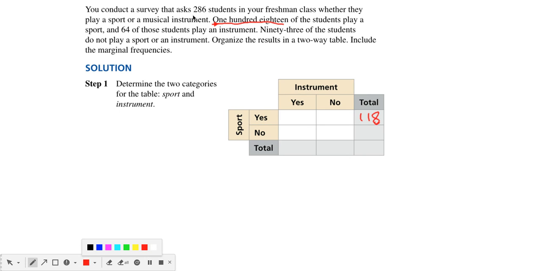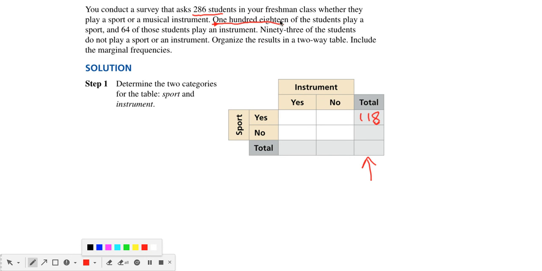And then right at the beginning, it says there are a total of 286 students. And I know when it comes to these two-way tables, that the actual ultimate total will lie in this spot. I'm going to wait and make sense out of that number in just a sec.